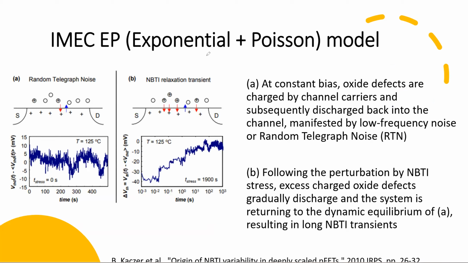The IMEC exponential Poisson model, on the other hand, proposed differently. It says that you have the random noise, the short term, and then the long term. It's two different time scales. The stress time here is, see, 1900 seconds. This is zero. Initially, you have this random noise, carriers talking to the gate and being released, coming back and forth, coming back and forth. And then for the long term, there's a signal drift.